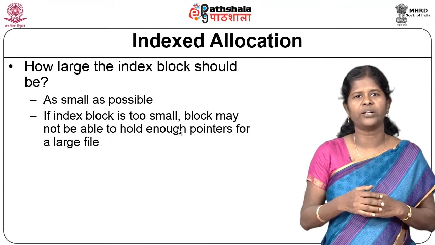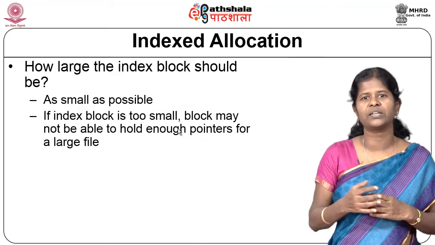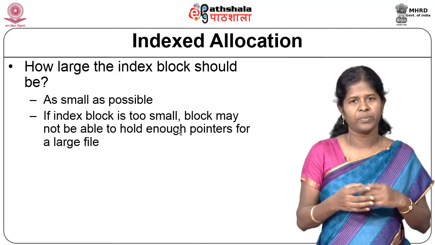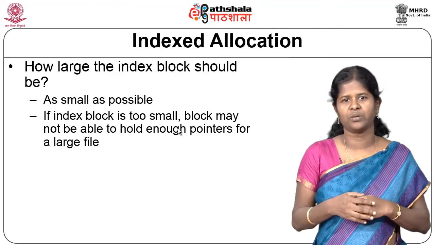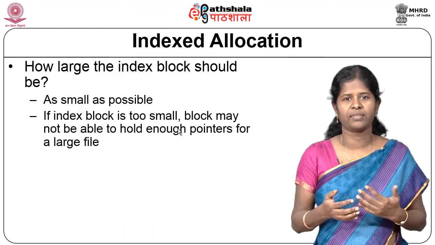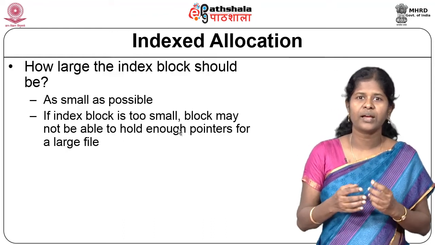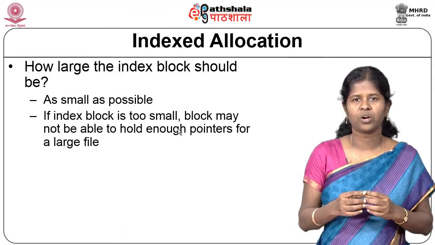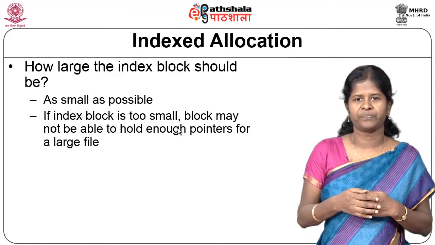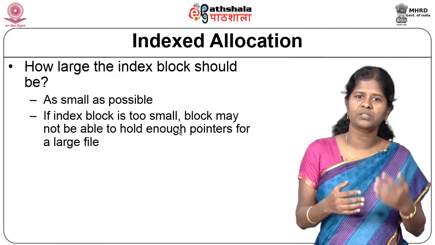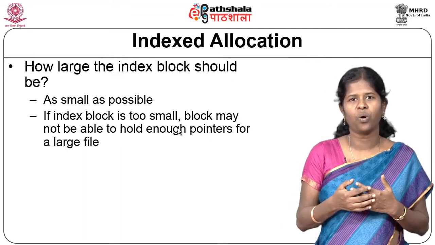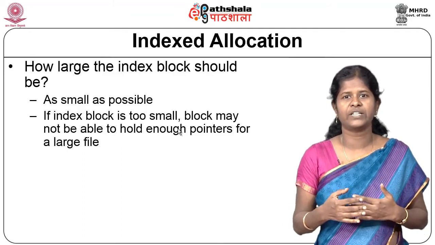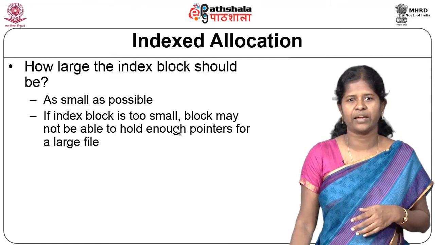And another thing you need to look at is how large the index block should be. Because you have only 2 entries, the whole index block is being used. So, maybe we may think that we need to use a smaller index block because a lot of space is getting wasted. But if the index block becomes too small, it may not be large enough to hold all pointers if it is a larger file. So, that is again a problem.